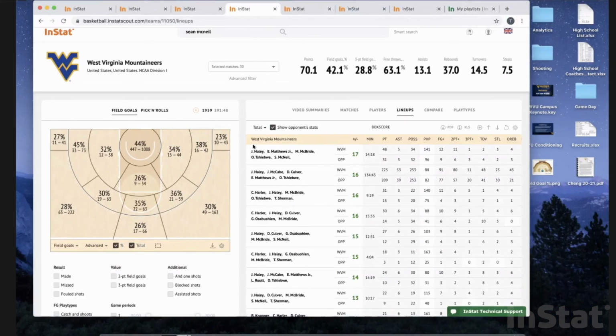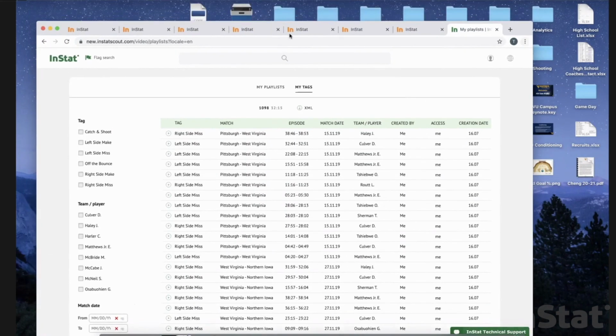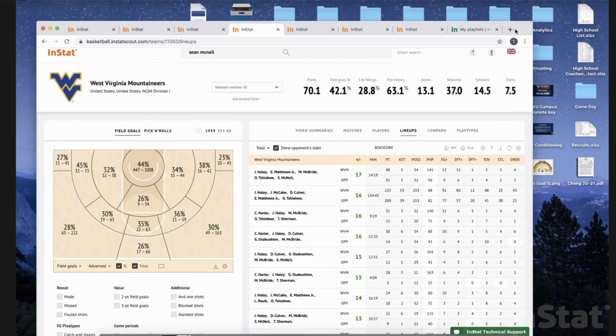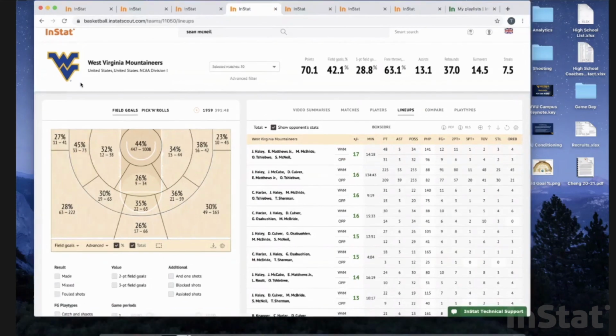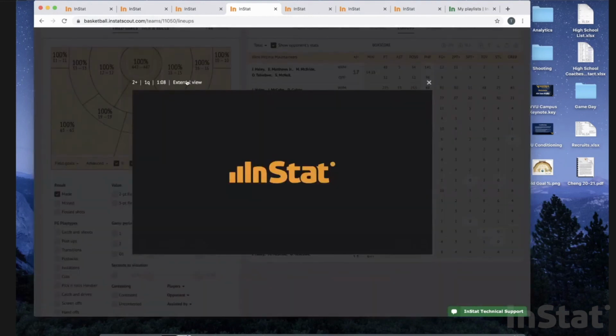Basically, all we did to tag our makes and misses for right and left is we went to our shot chart for our entire team, and I made sure that it was just made shots at the beginning and then just missed shots. And so we click on the area we want. Obviously, we're doing the paint because we're going left and right side in the paint. External view.